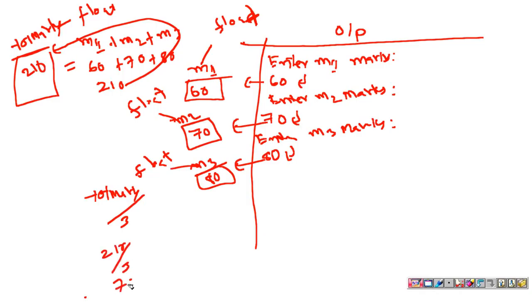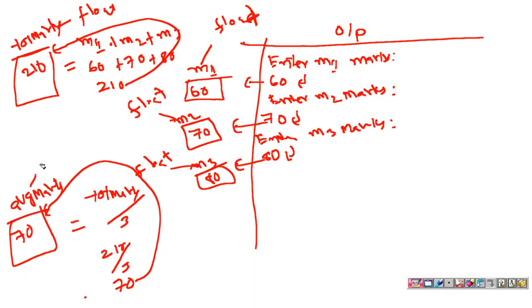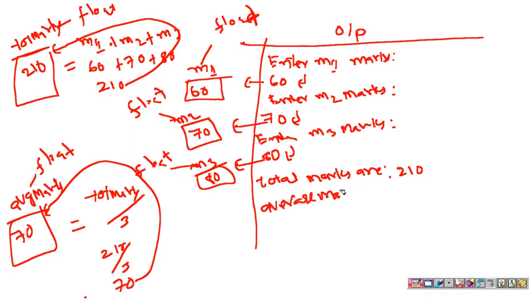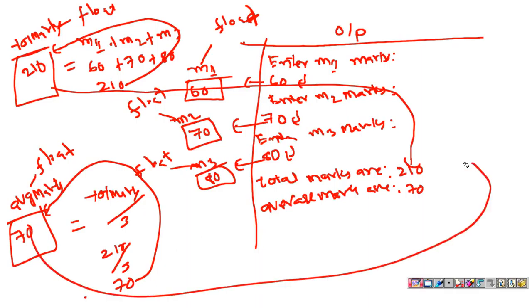Next, average marks: total marks by 3, that is 210 by 3, how much? 70. That is average marks, you store 70 into it. Now finally the output should be like this. Total marks are 210, average marks are 70. 210 is coming from here, 70 is coming from here. Hold the cursor on the next line. Now can you write the code for this, all of you?